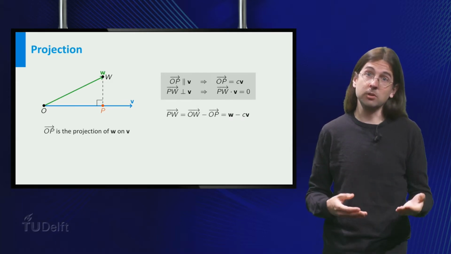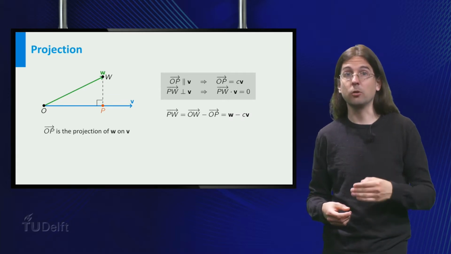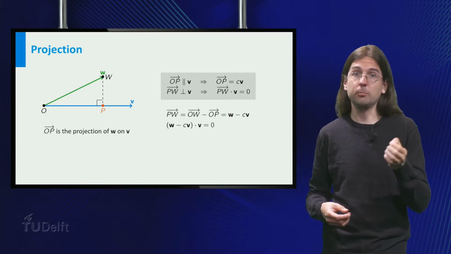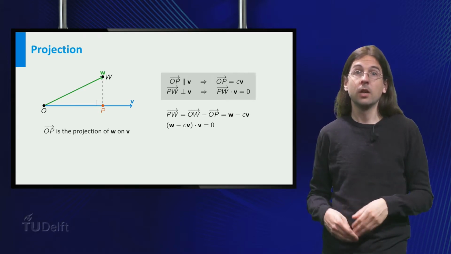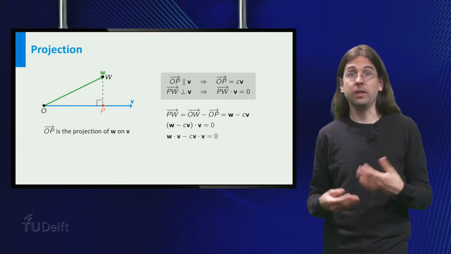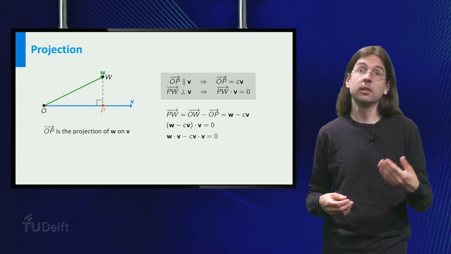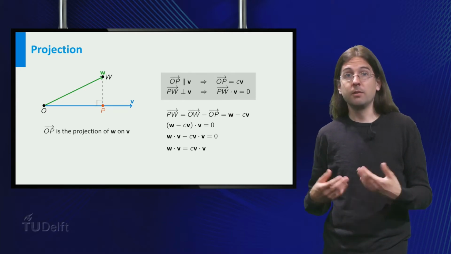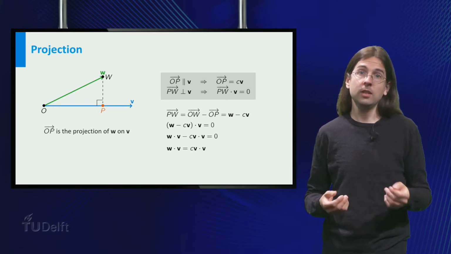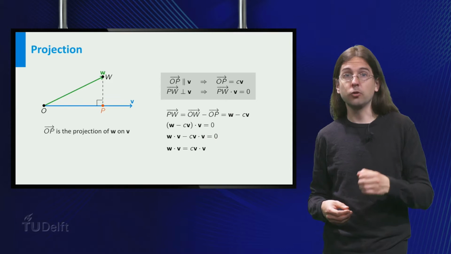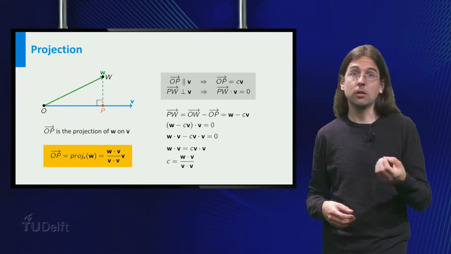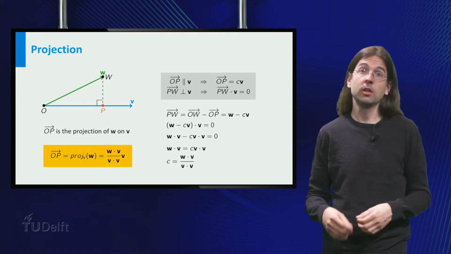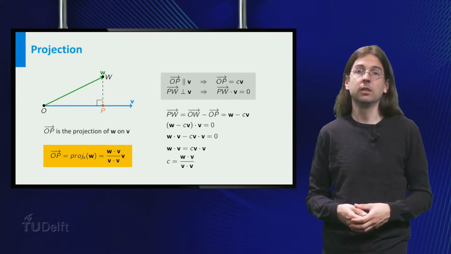Now the vector PW equals W minus OP, so we obtain the equation (W minus CV) dot product V equals 0. This expands to W dot V minus C times V dot V equals 0. Bringing the C times V dot V to the other side, we find that W dot V equals C times V dot V. So we can solve for C and obtain that the projection of W onto V, the vector P, equals (W dot V over V dot V) times V.